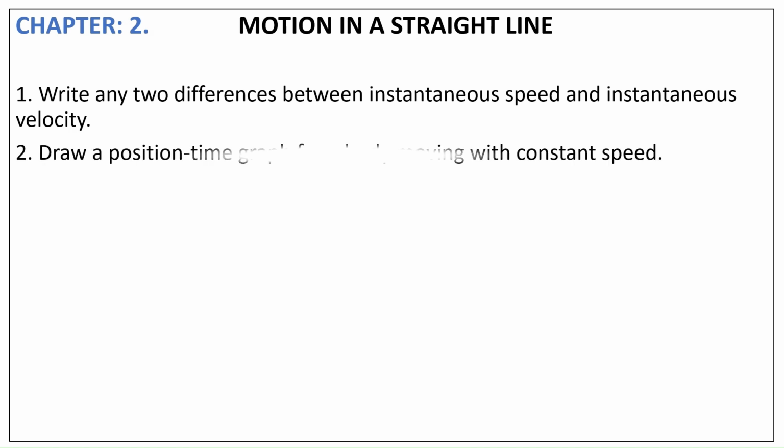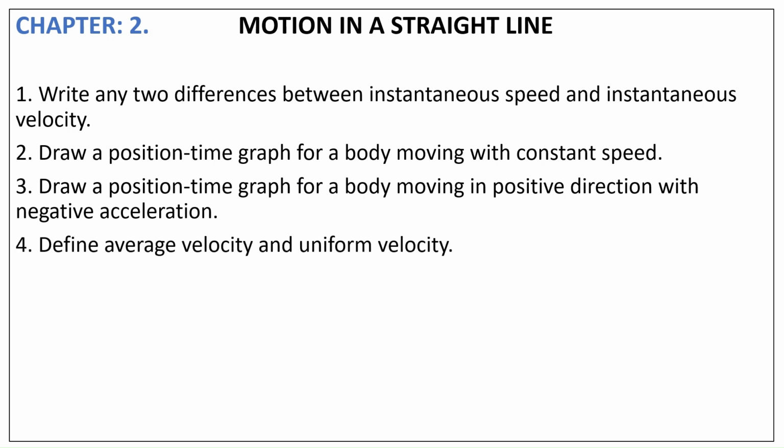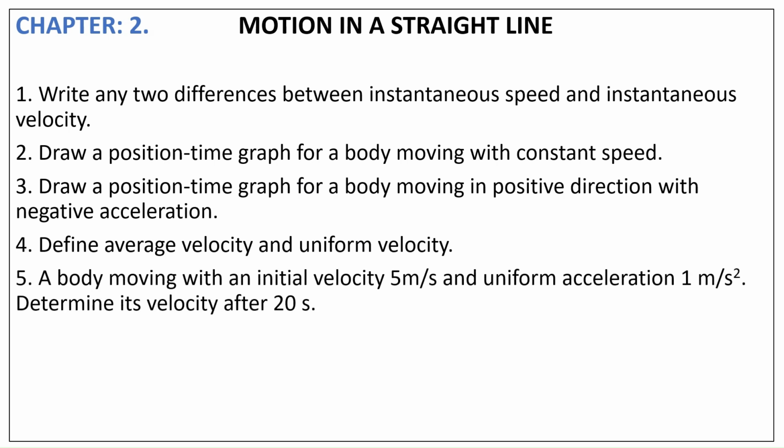2. Draw a position-time graph for a body moving with constant speed. 3. Draw a position-time graph for a body moving in positive direction with negative acceleration. 4. Define average velocity and uniform velocity. 5. A body moving with an initial velocity 5 meters per second and uniform acceleration 1 meter per second square. Determine its velocity after 20 seconds. Answer is 25 meters per second.